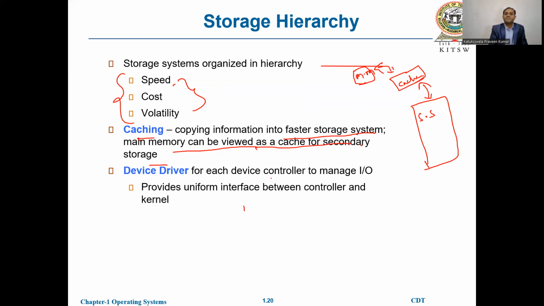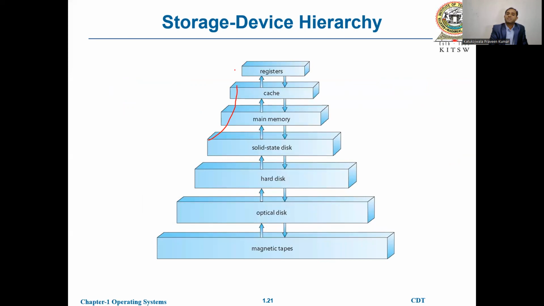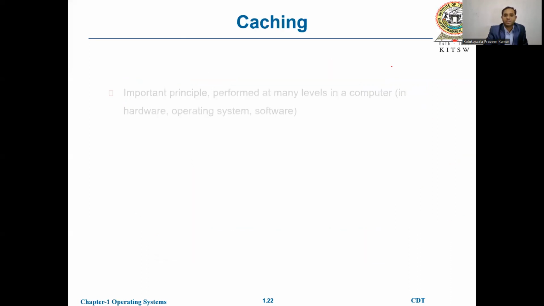So device driver, for each device controller to manage I/O, provides a uniform interface between controller and kernel. This is the storage device hierarchy. The smallest memory is register, then cache is bigger than register, then main memory, solid state disk, hard disk, optical disk, and magnetic disk. So these are the increasing space, right? And when you go in this way, you go from huge memory to small memory, right?